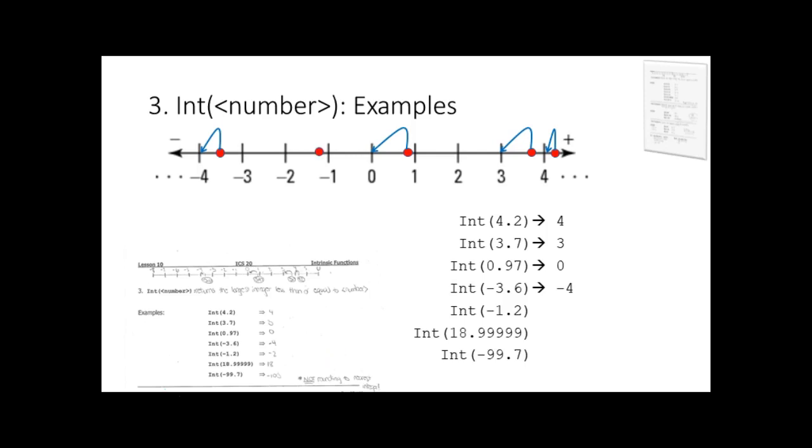-1.2 has appeared on the number line. It will go down to -2. And then we've got some additional examples. 18.9999999 will give you 18, and -99.7, -100. Any questions at this point?